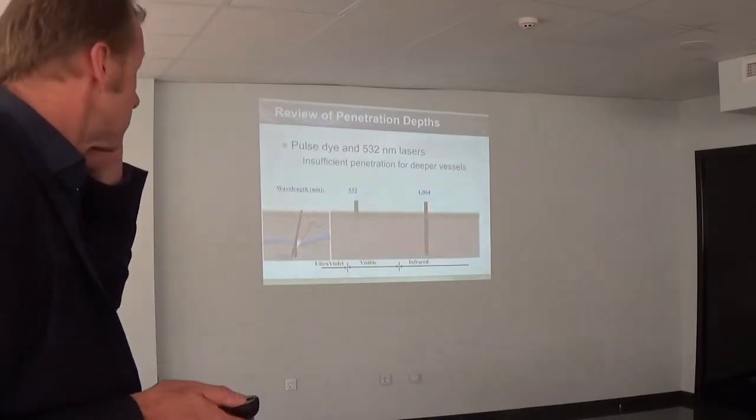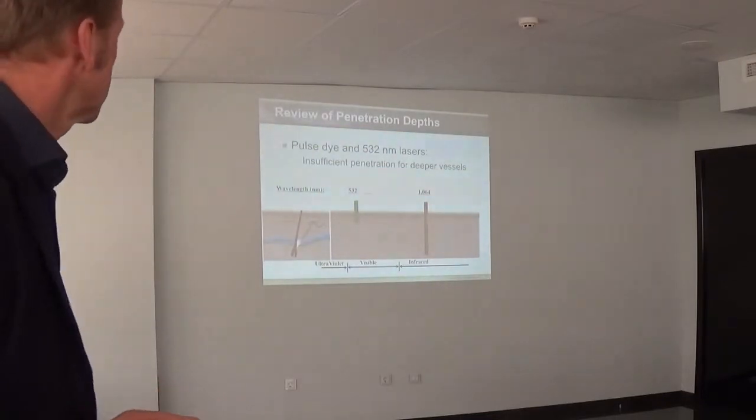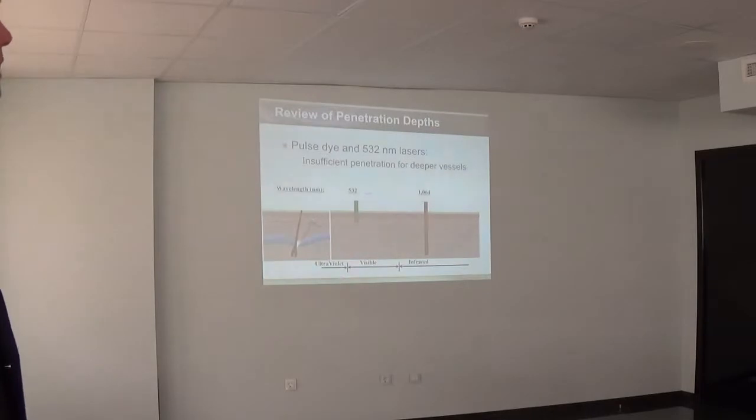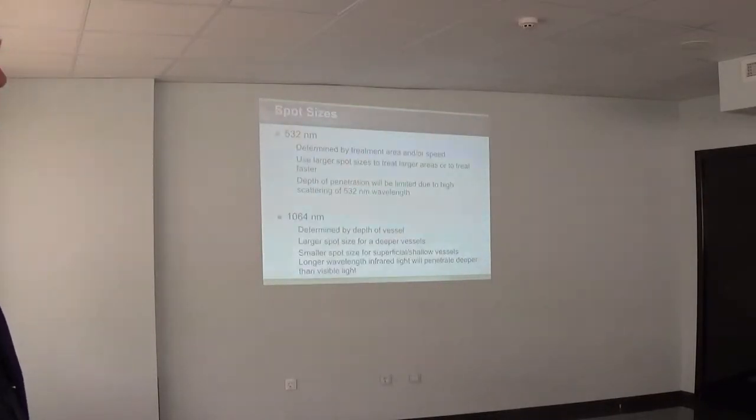So this penetration depth, or the inability to penetrate deep, is true for both pulse dye and 532 nanometer lasers. So pulse dye is like 595, 590 nanometer, depending on the type of color that is used in that dye laser. That means also that you have consumables.